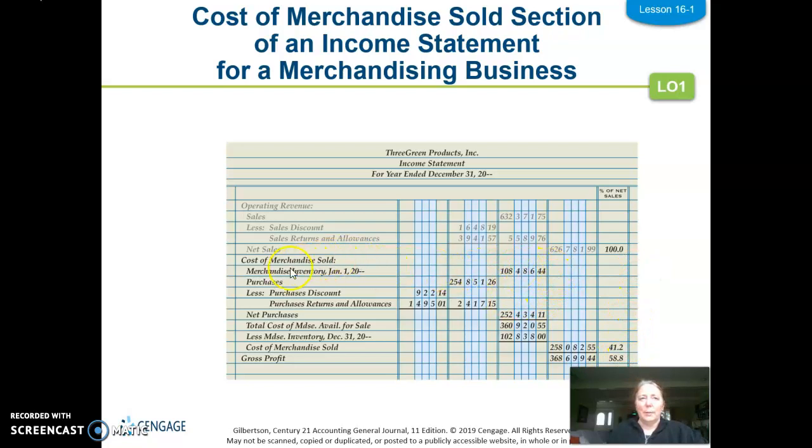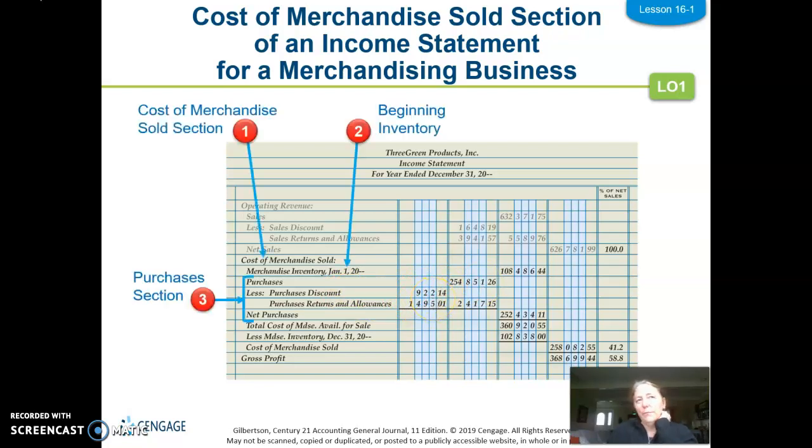So let's talk about how we come up with this cost of merchandise section. We take merchandise inventory, the inventory that we have at the beginning of the period. This comes from the balance sheet, what we have in inventory. Then we made purchases. This comes from the adjusted trial balance. And then we take less the purchases discount and purchase return. So again, those are contra accounts.